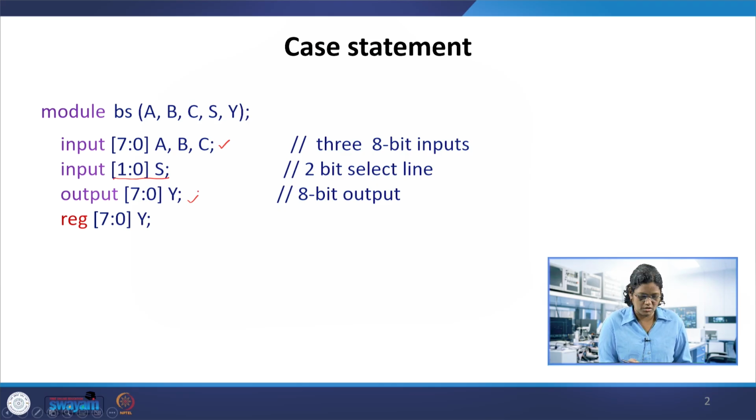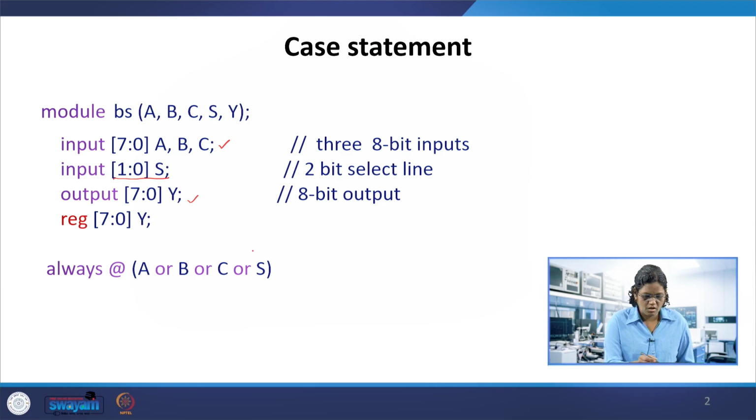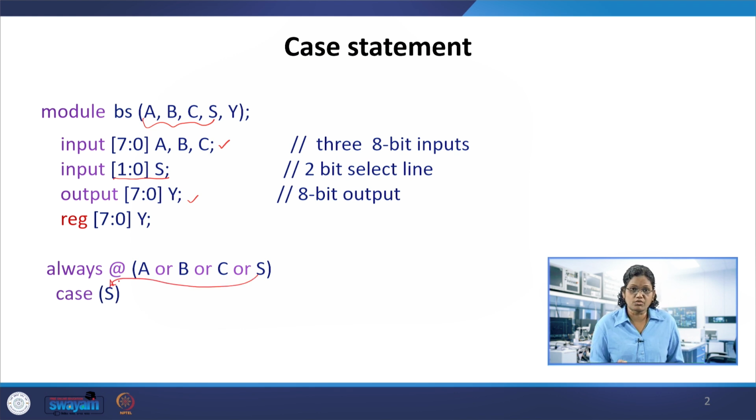using the case statement, always @(A or B or C or S). If you notice, A, B, C and S, those inputs are in the sensitivity list. This is a behavioral description because we use an always block with a case. The select comes here, that is the condition on which the case needs to be selected.